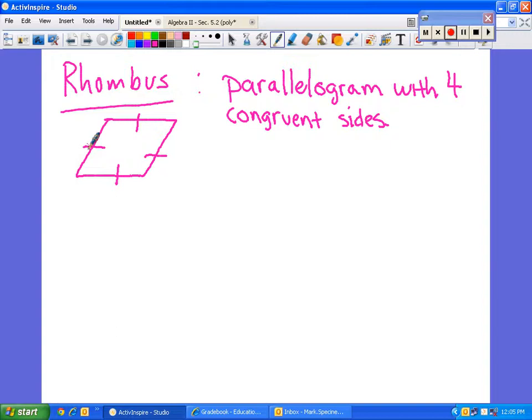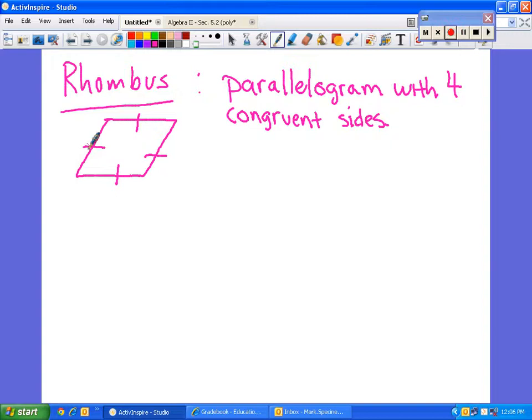Name one property of a parallelogram. Consecutive angles are supplementary. Joe, name another one. Opposite angles are congruent. What do we know about both pairs of opposite sides, Riley? Both pairs of opposite sides are congruent.